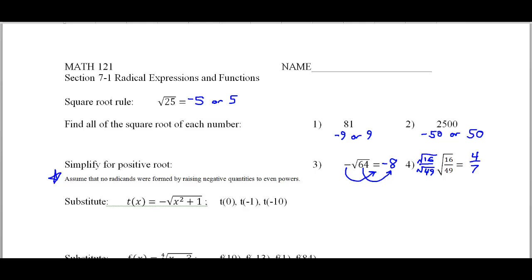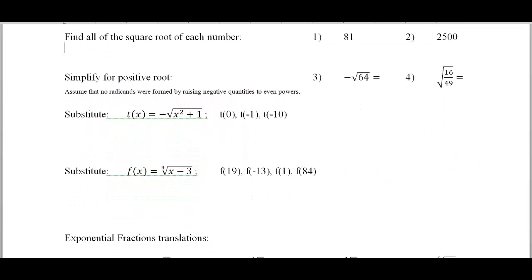Okay, now moving on to the next part. We're going to do some substitution. What we'll do is plug the numbers in for x: 0, -1, and -10, do some computing, and see what we get. So I'm going to plug 0 in for my x, so that t of 0, sorry, that t looks like an a there, my cursive t, is equal to -0 squared plus 1. Negative 0 squared is 0, plus 1 is 1, or -1.